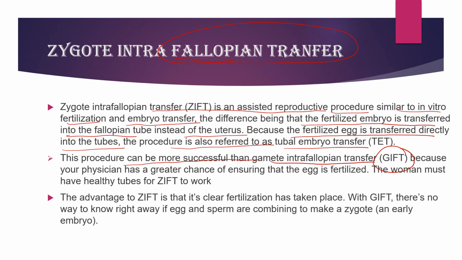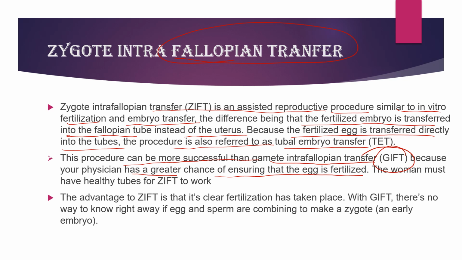This gamete intrafallopian transfer we will be studying next, because your physician has a greater chance of ensuring that the egg is fertilized. So in this case, the egg is fertilized, then you are inserting it into the fallopian tube. But in the gamete intrafallopian transfer, the sperm and the ovum are individually injected in the fallopian tube. So that process is a bit different, and here you are already fertilizing the egg and you are putting the fertilized egg inside the fallopian tube.